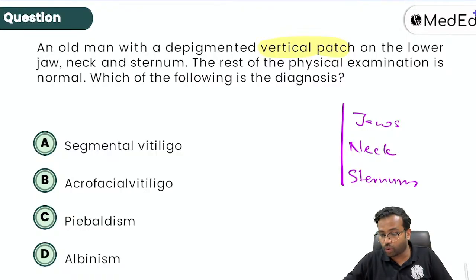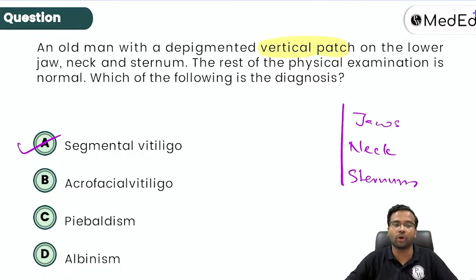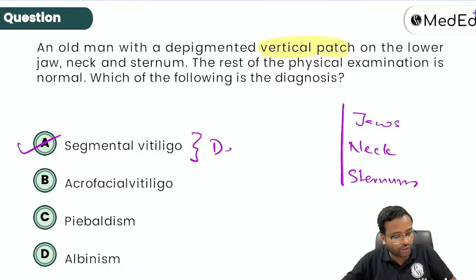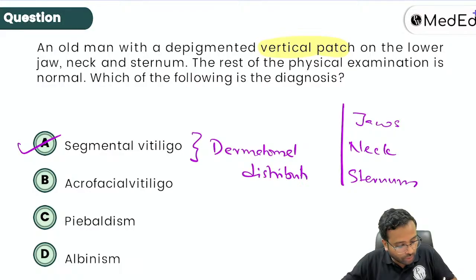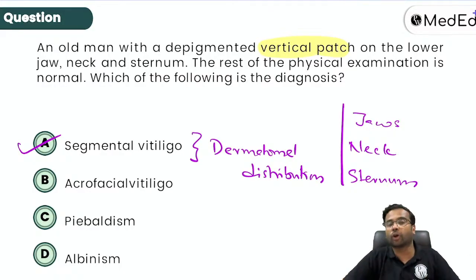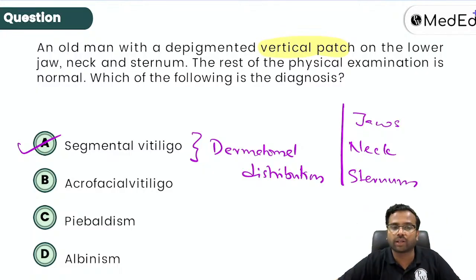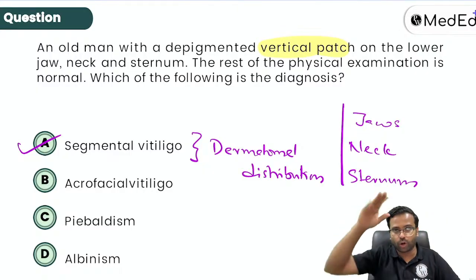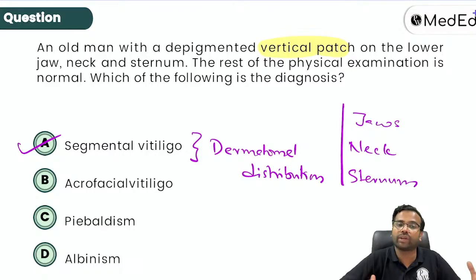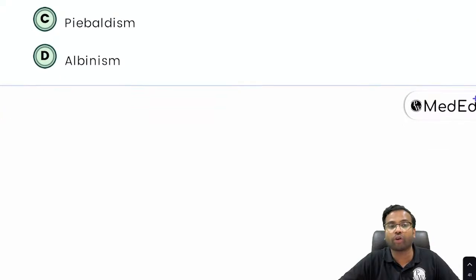Very good. As all of you are answering it right in the chat box, I also completely agree with you. It can be a case of segmental vitiligo, because this follows a dermatomal distribution. Of all the other choices, acrofacial means the face as well as the extremities can be involved. Piebaldism we discussed; white forelock is not mentioned here. Albinism will have a generalized depigmentation. So the best answer here is segmental vitiligo.